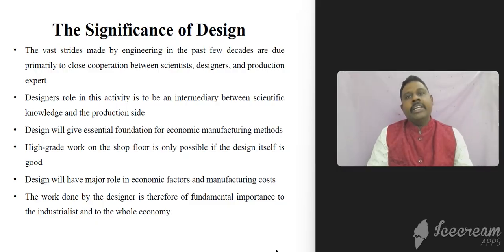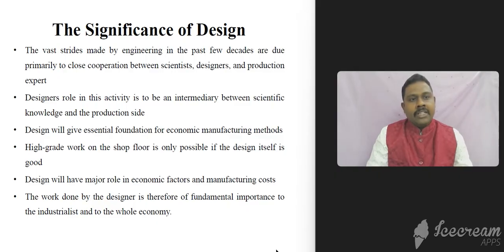For example, if I need to manufacture a component, which is the best method to manufacture it? That is very important. If we are using so many tools, it will cost more, and many extra charges and overhead costs will come. So we need to find the best manufacturing method, and a high grade shop floor is necessary. That should be considered in the design stage itself. And design has a major role in economic factors and the manufacturing cost.